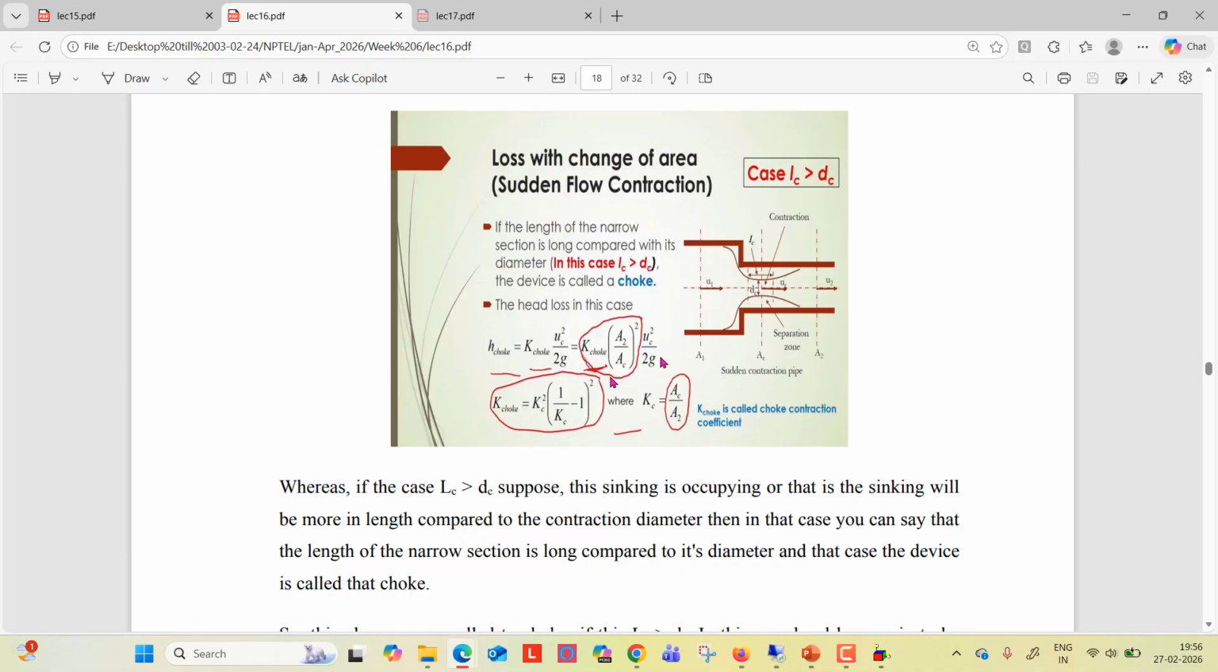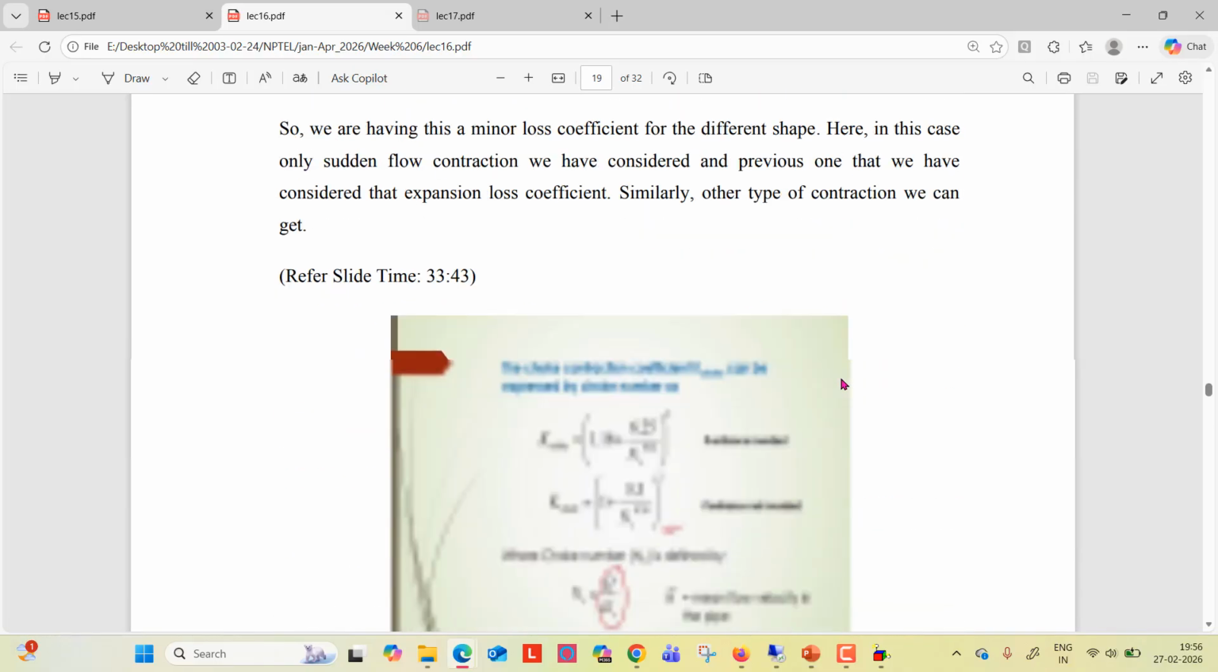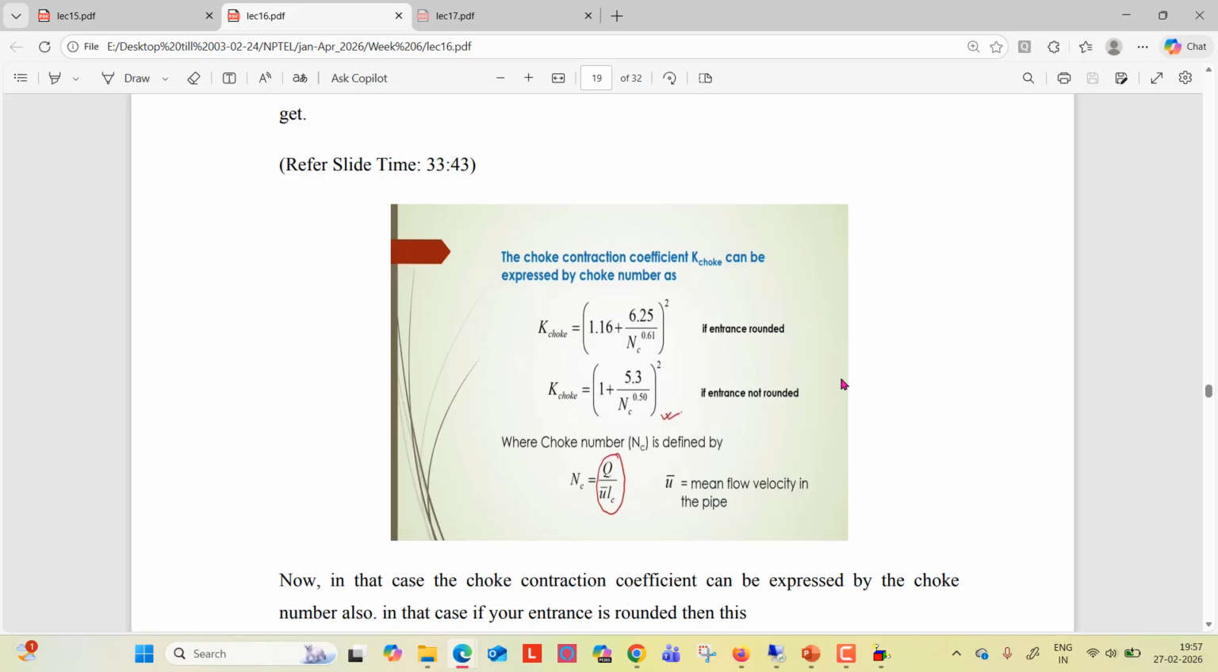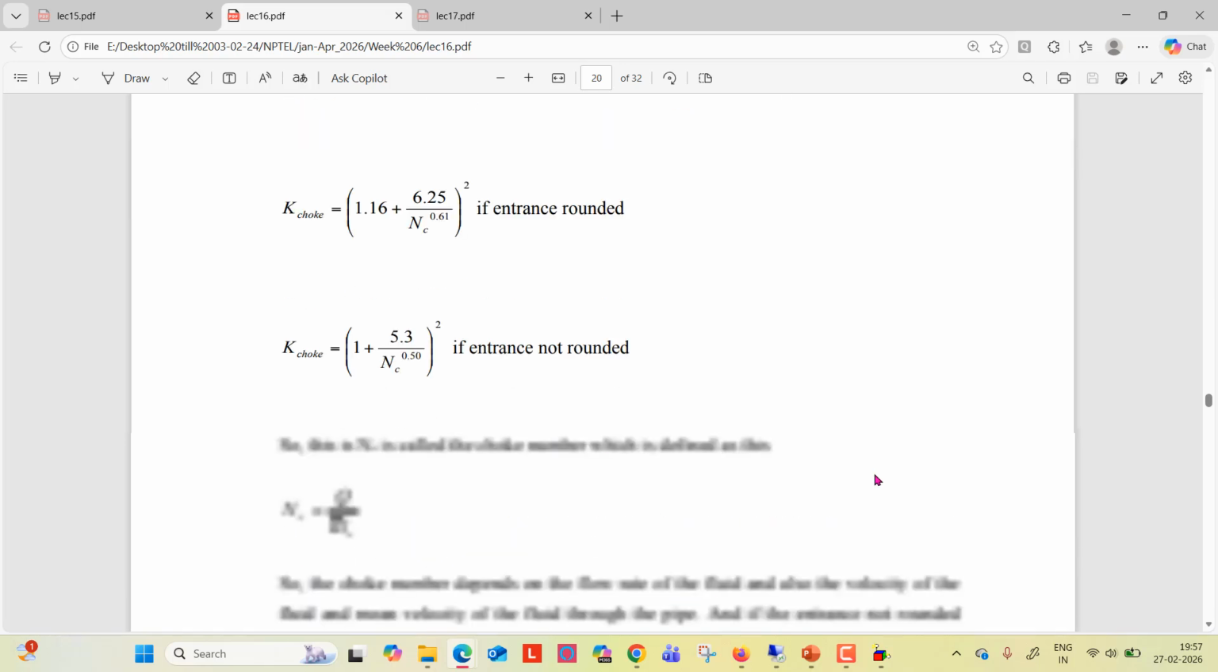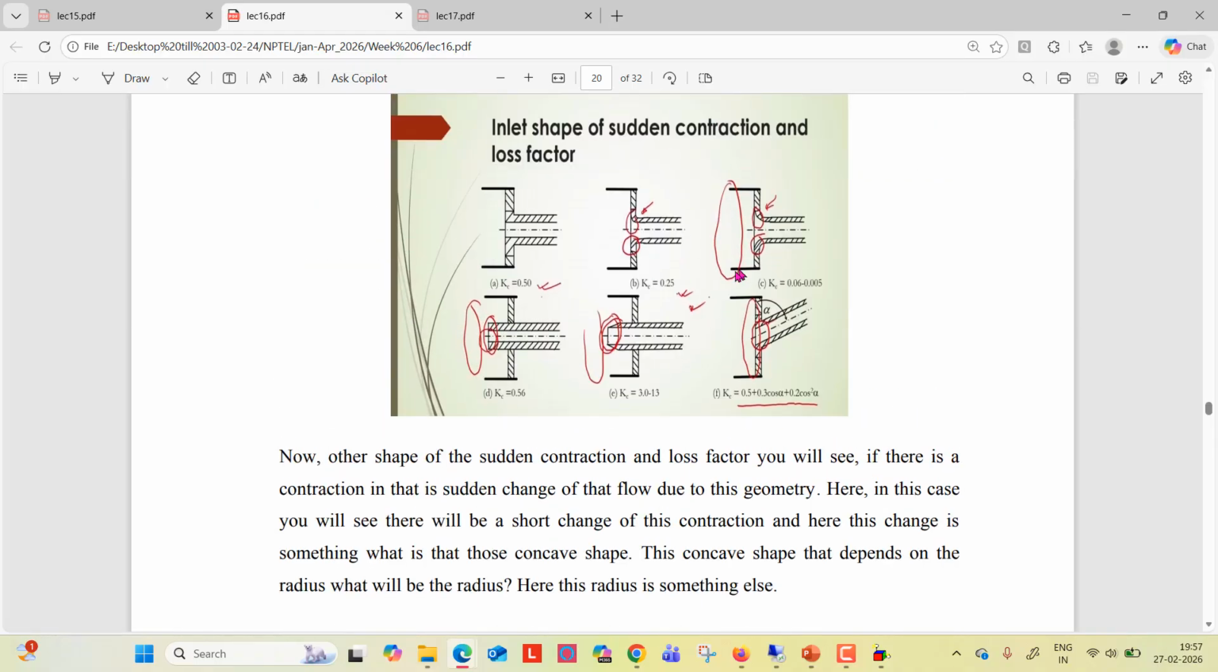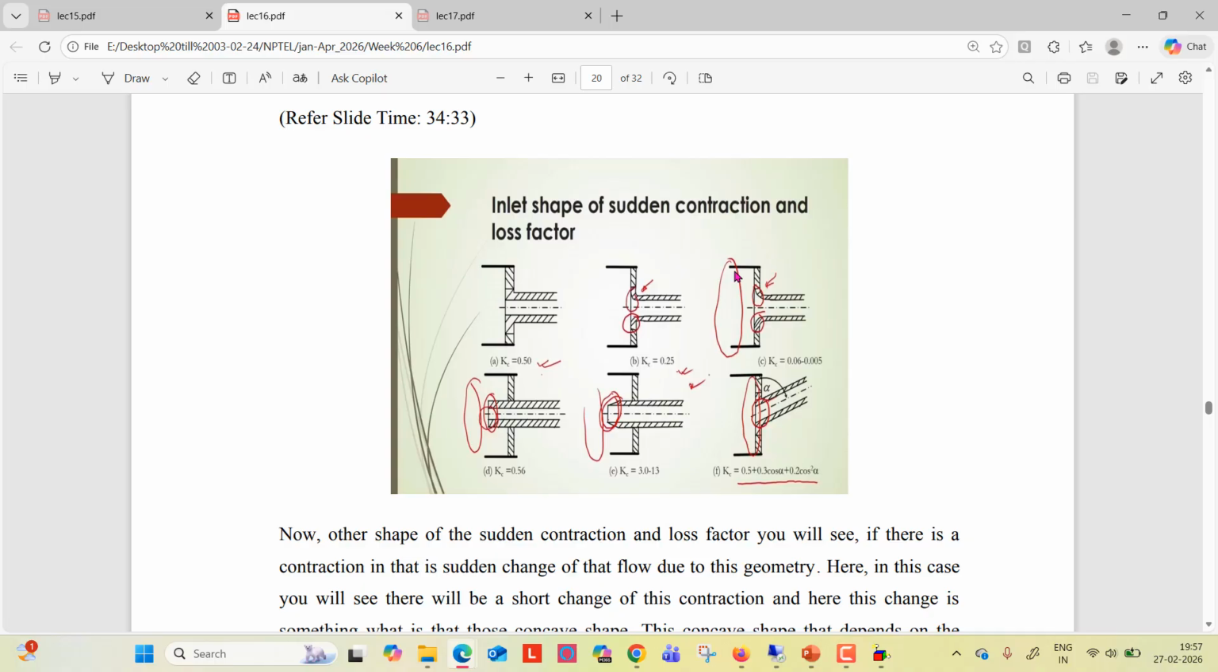This is again the sudden flow contraction. And this is the choke contraction coefficient, and this is its expression when the entrance is rounded and if the entrance is not rounded. And this is how the choke number is also defined with respect to mean velocity. So these are the different shapes of contraction pipe, sudden contraction pipe, and how that affects your loss factor is written. So the loss factor coefficient is different for different cases. You can see the different Kc values, right?